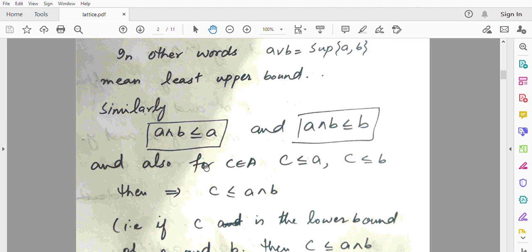And also, if C is any other lower bound of A and B, meaning C is a lower bound of A and C is a lower bound of B, then in that case C must be preceded by A inf B, meaning this is the greatest lower bound. Anyway, we defined A inf B as the greatest lower bound. So when it is the greatest lower bound, if C is any other lower bound of A and B, then obviously C will be smaller than it. So this is also a property we can utilize later. So C must be preceded by A inf B.